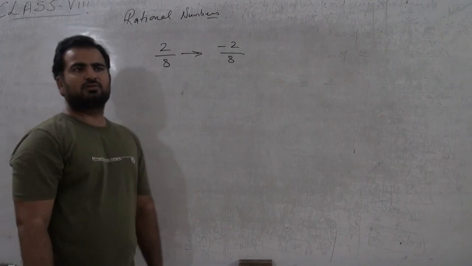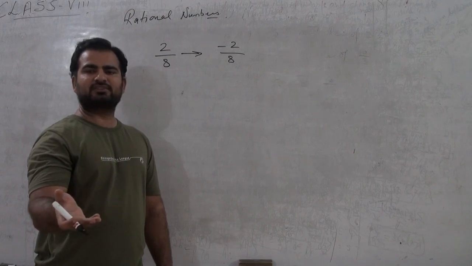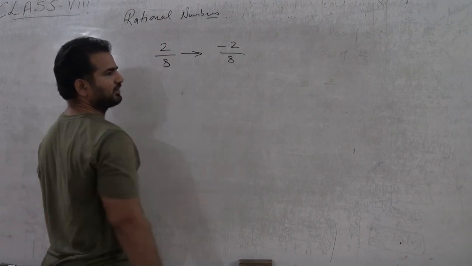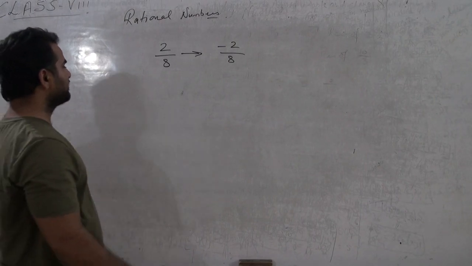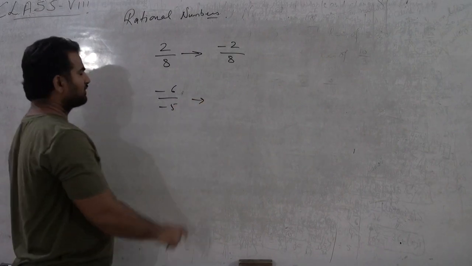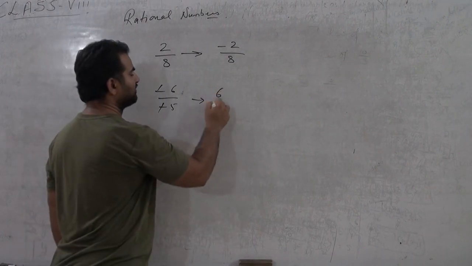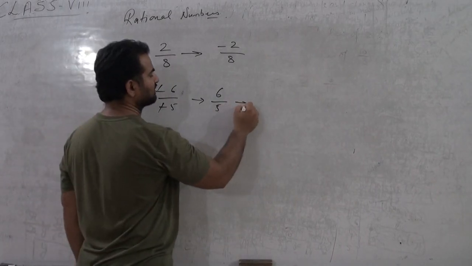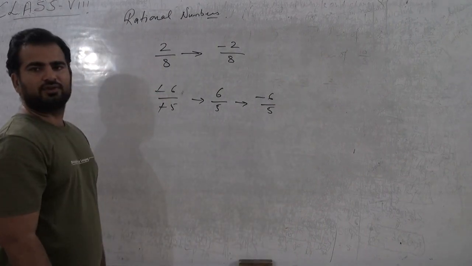Okay. It is like this: what we have to add to 3 so that it becomes 0? It will be minus 3. So what we have to add to 2 by 8, it will be minus 2 by 8. Next, what will be added to minus 6 by minus 5? So first of all we have to cancel the sign. The minus sign will be cancelled. So the number will become 6 by 5. And what we have to do? We have to just add minus 6 by 5 so that it becomes 0.